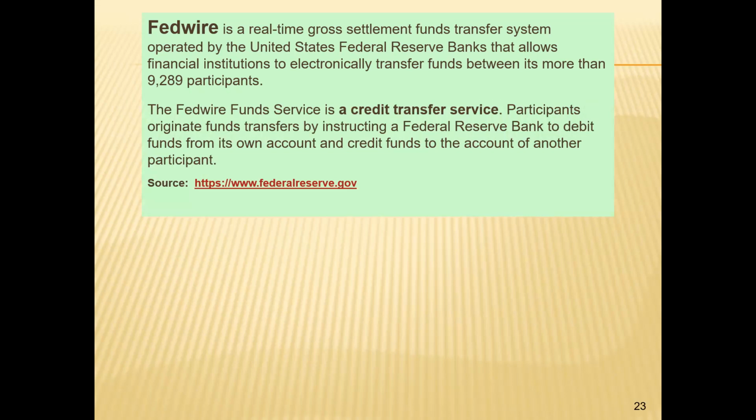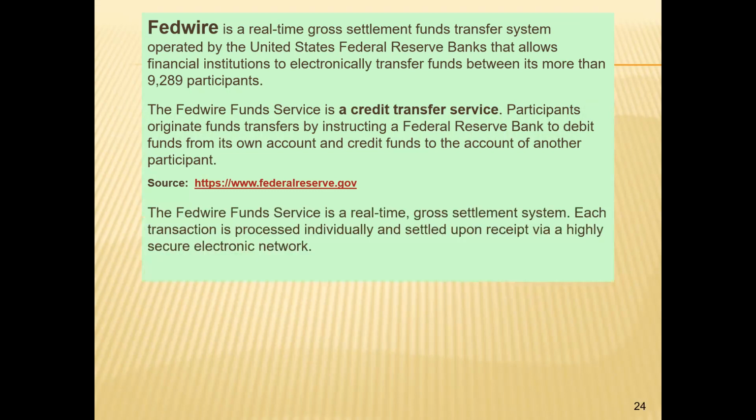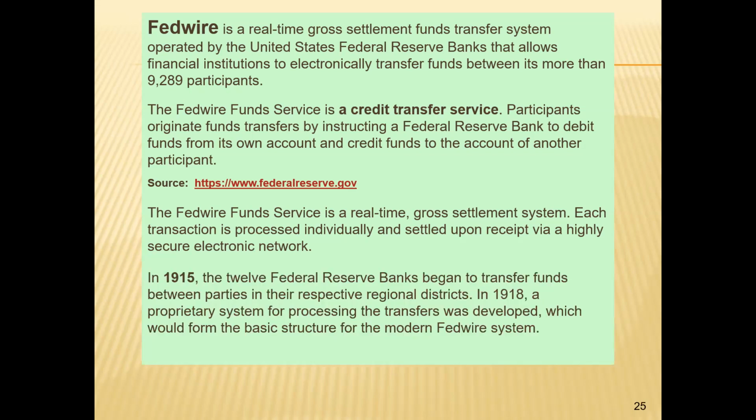The Fedwire fund service is a credit transfer service. Participants originate funds transfers by instructing a Federal Reserve Bank to debit funds from its own account and credit funds to the account of another participant. Now, these are normally most of your very large, high volume transfers. The Fedwire fund service is a real-time gross settlement system. Each transaction is processed individually and settled upon receipt by a highly secure electronic network.